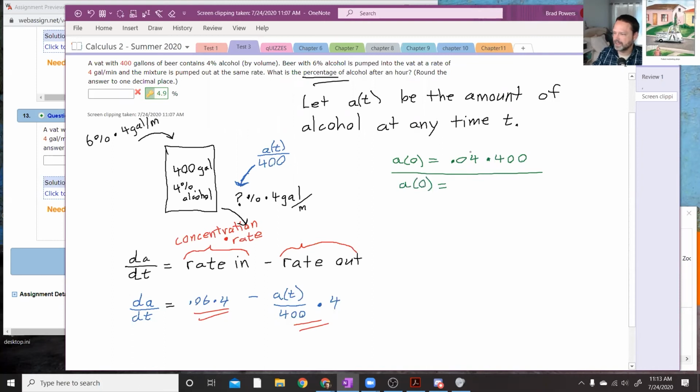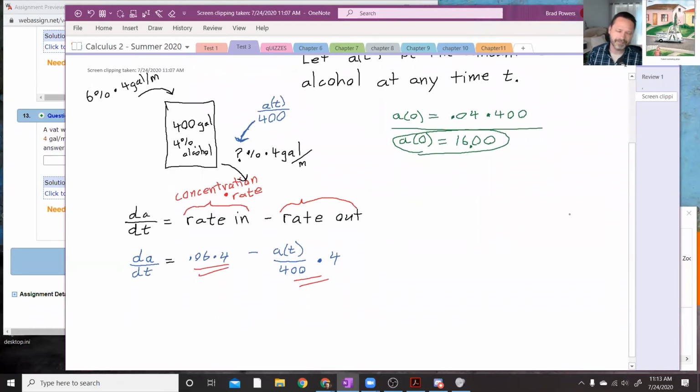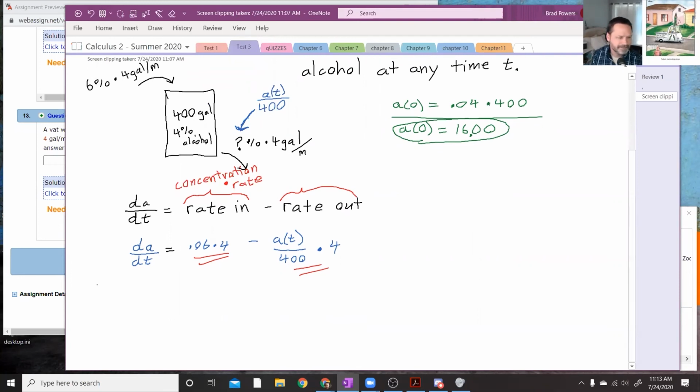And we use this at the end, right? So 0.04 times 400. Okay, 4 times 4 is 16, and there it is, our 16 gallons of alcohol at time 0. So we have an initial value. We have a differential equation. We can find a particular solution to this. Does that make sense? Okay. In that case, let us go ahead and we'll finish solving this.